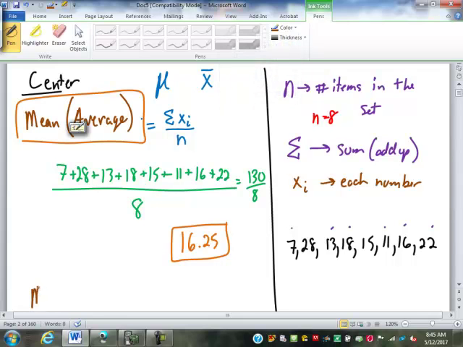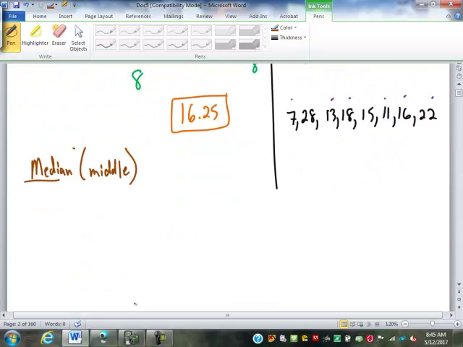Second measure of center is something called the median. The median is the middle of the data. And by middle, I mean physically in the middle. To find the median, there's actually 2 steps. The first step is to put the numbers in order.